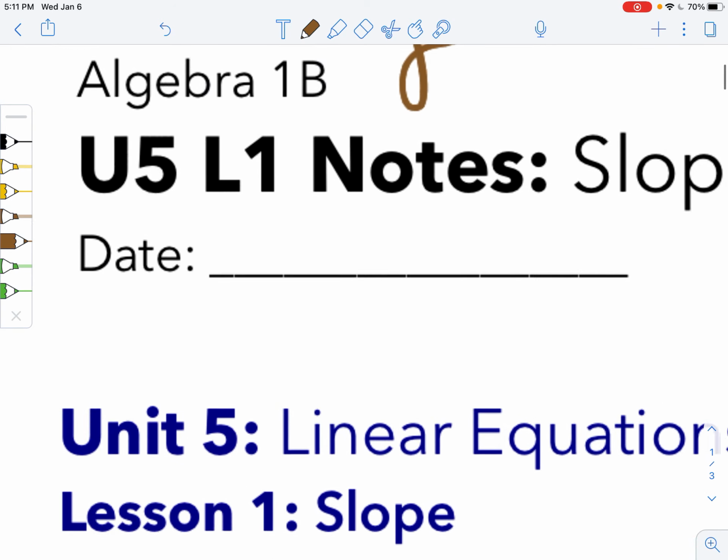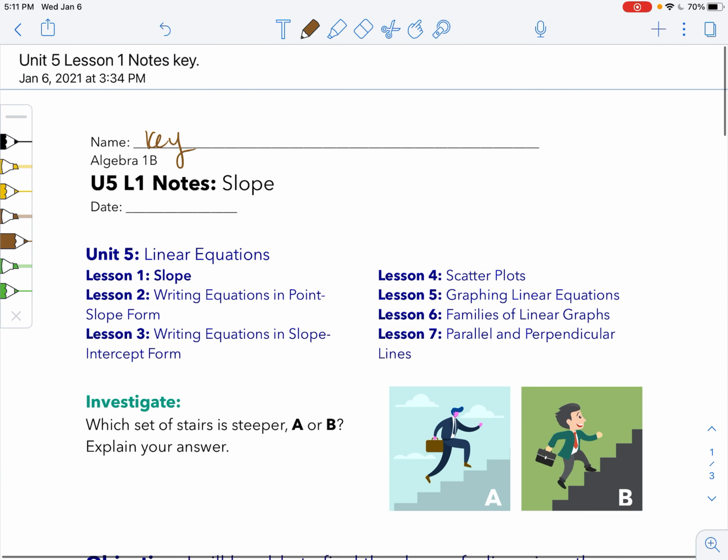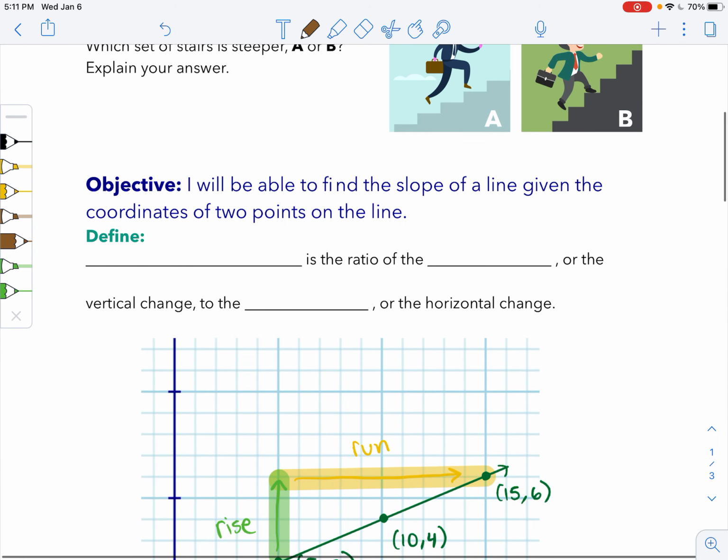Hi guys, welcome to your Unit 5 Lesson 1 Notes on Slope. By the end of the day, you will be able to find the slope of a line given the coordinates of 2 points on the line.